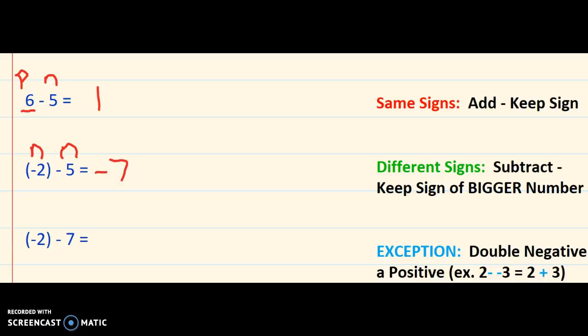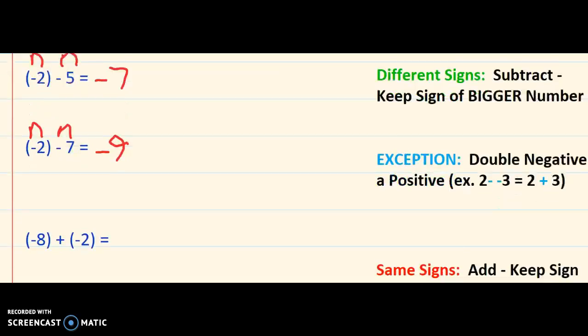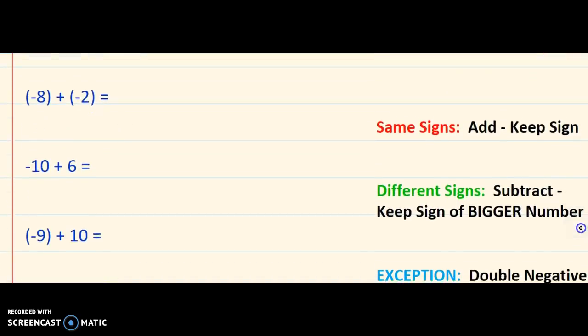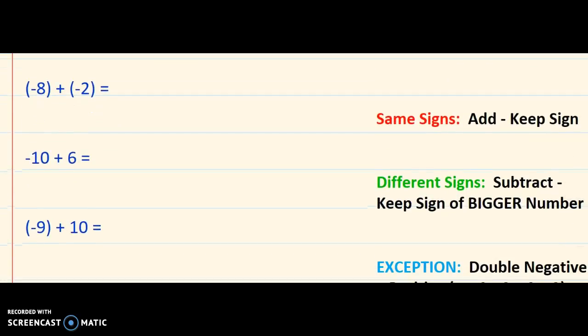Again, negative 2, negative 7. Add. Keep the sign. Pause the video and work these out on your own. All right, let's get back to it.